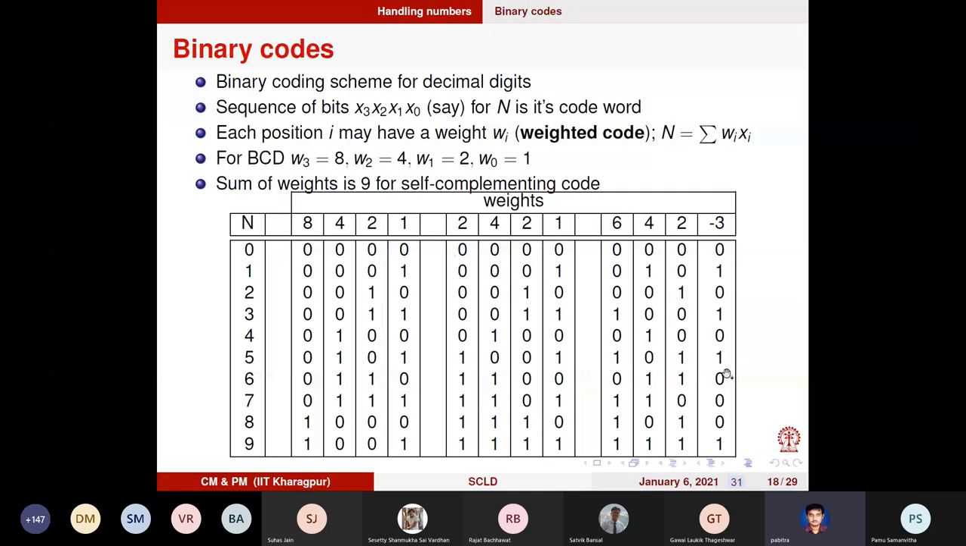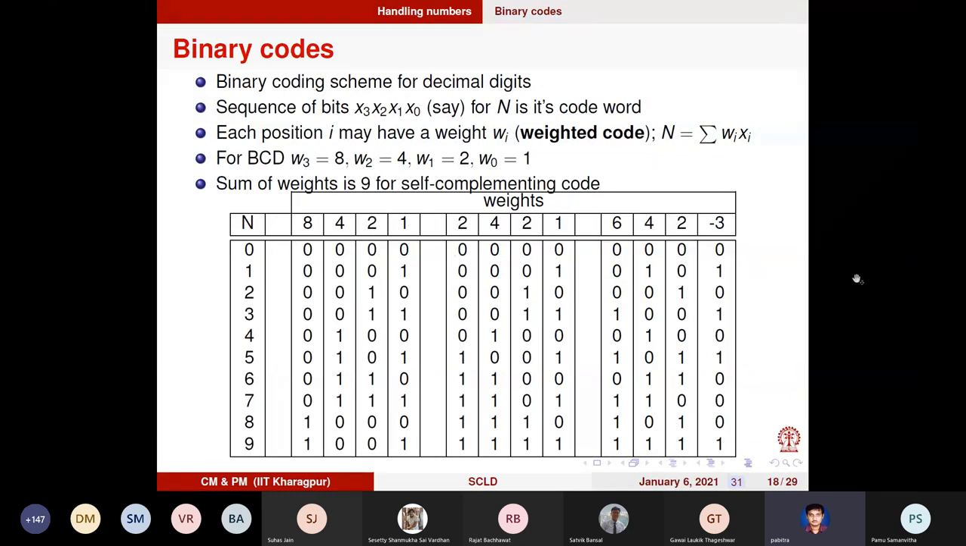You check the second code and the third code in this table. Do they sum to 9? Yes, both of them sum to 9. So both are self-complementing codes. This can be easily proved. I leave it as an exercise.